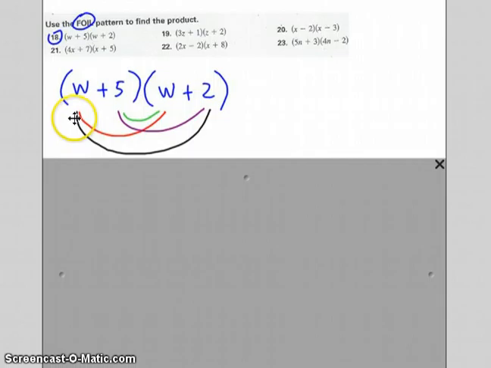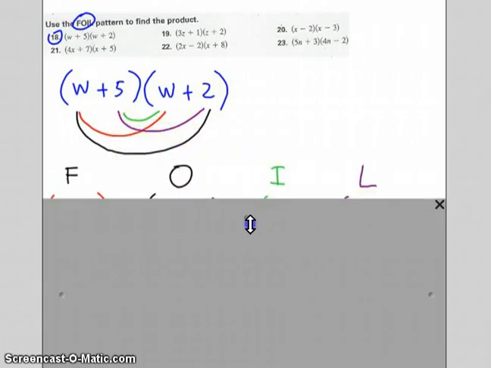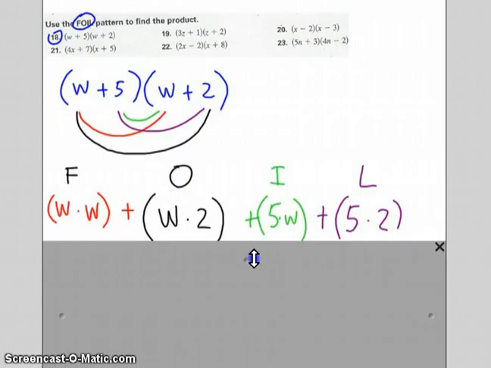And I've drawn the red for the firsts. The first term of the left binomial and the first term of the right binomial. Then the outers are W and 2 in black, and so on. So let's write this out as actual letters and numbers. The firsts, W times W. The outers, W times 2. Green was next, 5 times W for the inners, and the last terms for both binomials, 5 times 2 in purple.